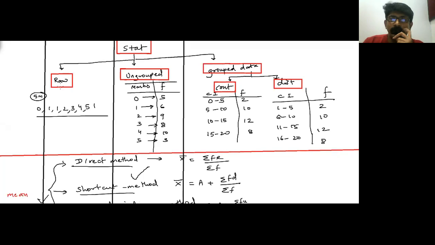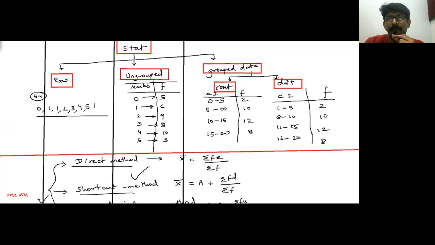Now what is raw data? Raw data is something like this. Say suppose I conduct an exam of 5 marks. Now some people are going to get 0, 1, 1, 2, 3, 4, 5, or someone will get 1. So this data has been collected. It's called raw data.